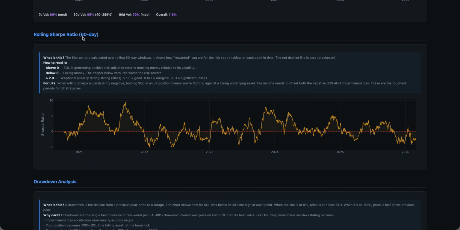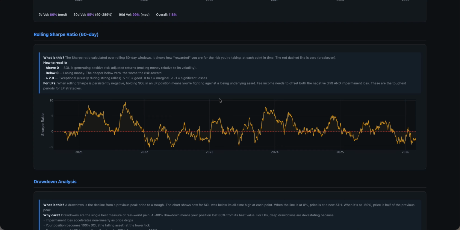The rolling Sharpe ratio is a pretty interesting one. It's 60 days, so anything above zero means that SOL is generating positive risk-adjusted returns, making money relative to its volatility. Below zero is losing money, and above 2 is exceptional returns.